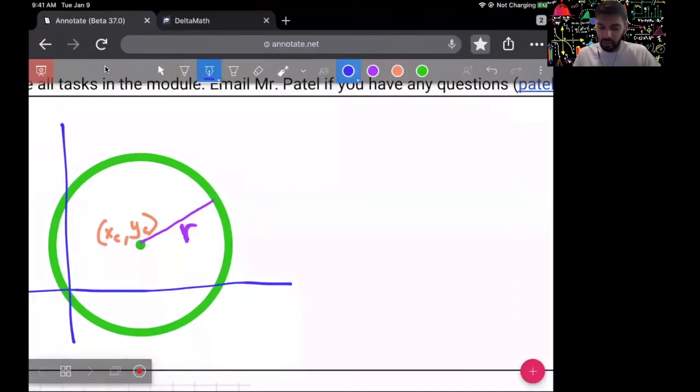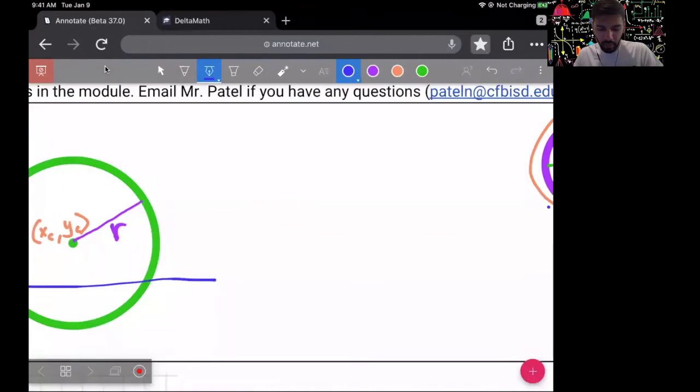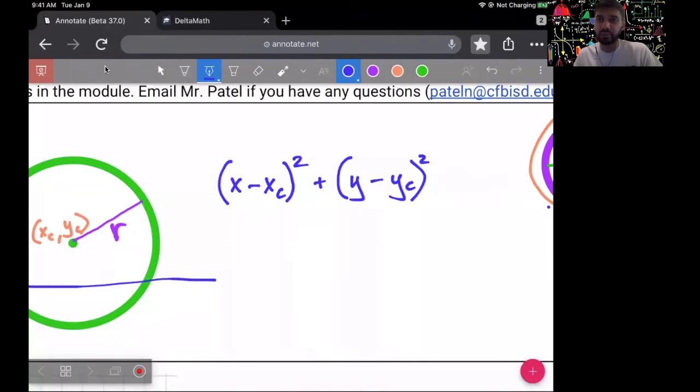Okay, so now over off to the side, I'll write the general format of the equation. We're going to start with x as our variable, and we're going to subtract the x coordinate of the center. So x minus x sub c, we're going to square that. Then we're going to have plus y minus y sub c, just the same way we did the x's, square that, is equal to r squared.